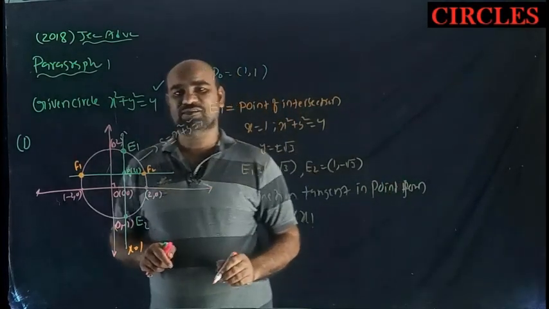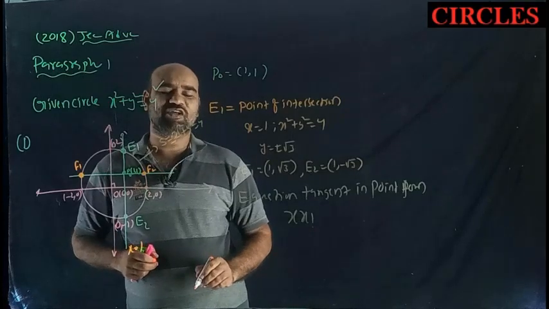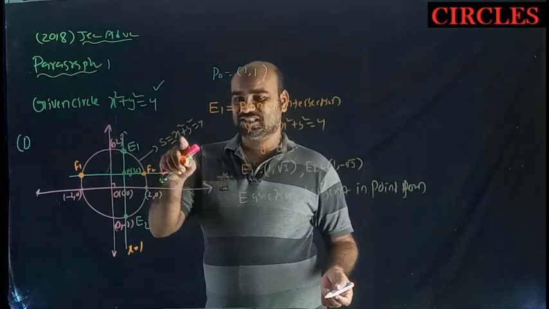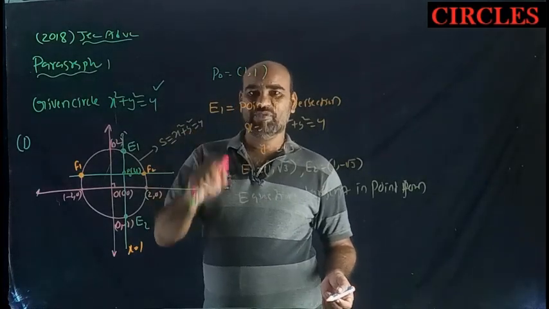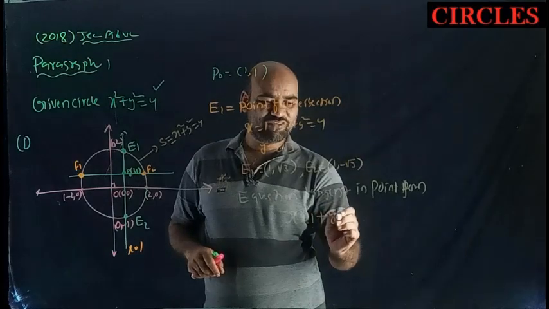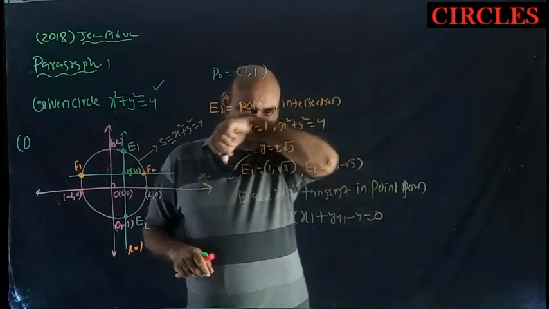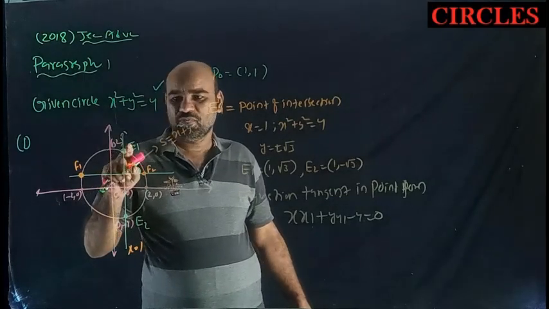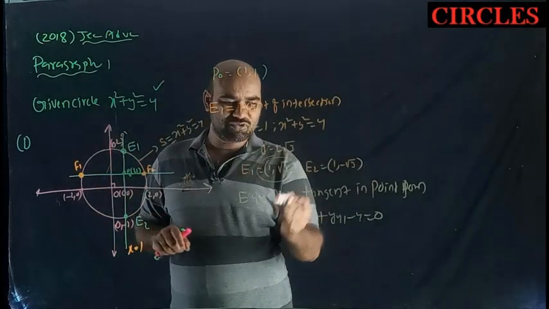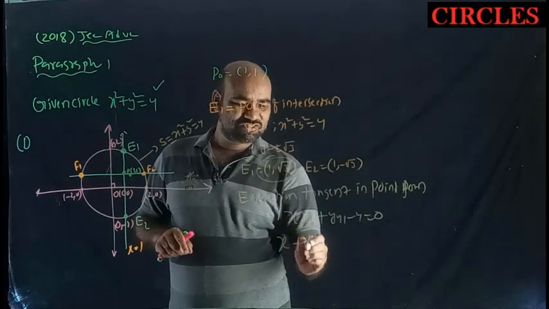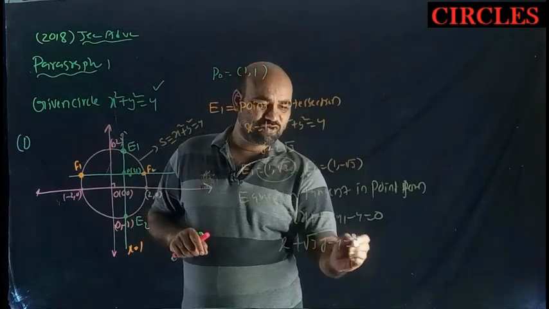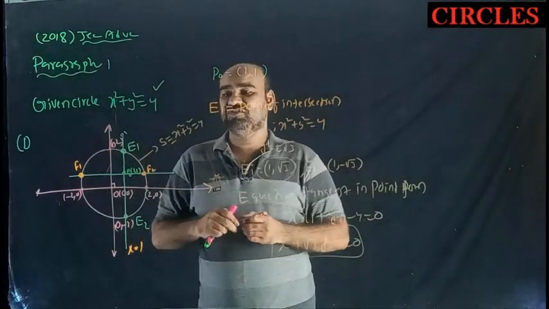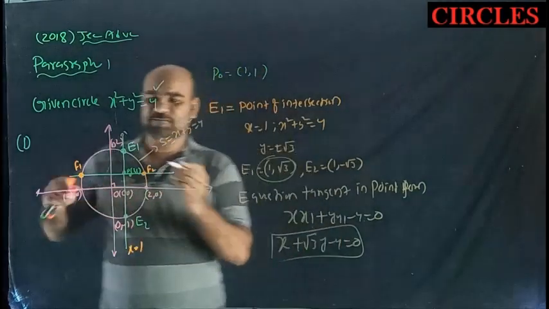The point form is x x1 plus y y1 plus g times (x plus x1) plus f times (y plus y1) plus c equal to 0, that is, T equal to 0. Here the remaining terms are not there, so directly x x1 plus y y1 minus 4 equal to 0. This is the equation of the tangent drawn through this point if it is treated as x1, y1. But already you know the coordinates of E1, no? Substitute. What happened? x plus root 3 y minus 4 equal to 0. This is one of the equations of the tangent drawn through E1.